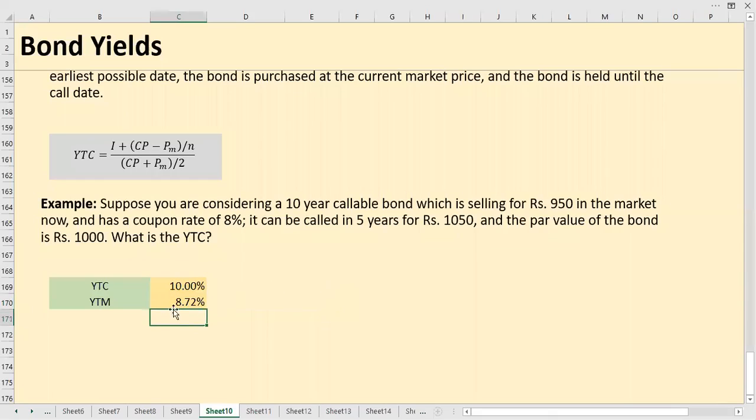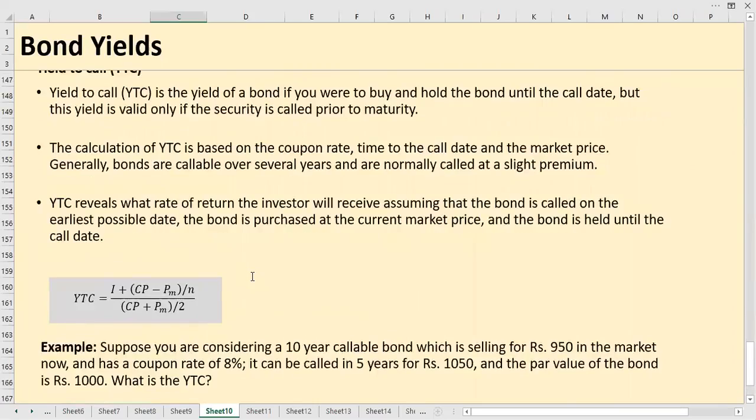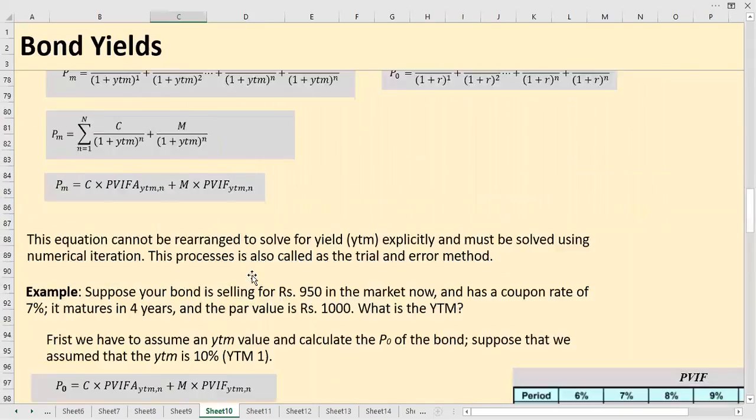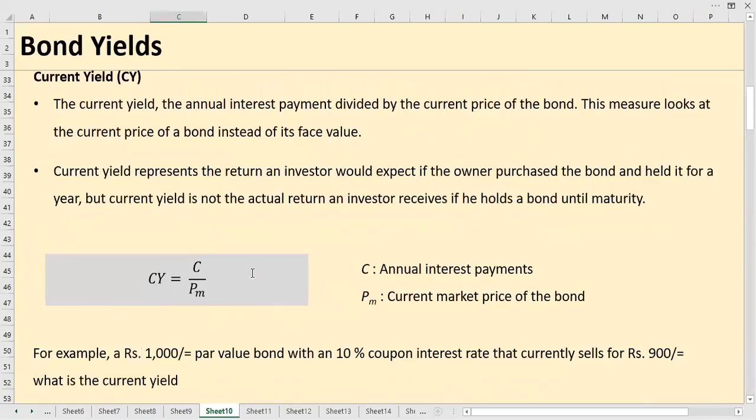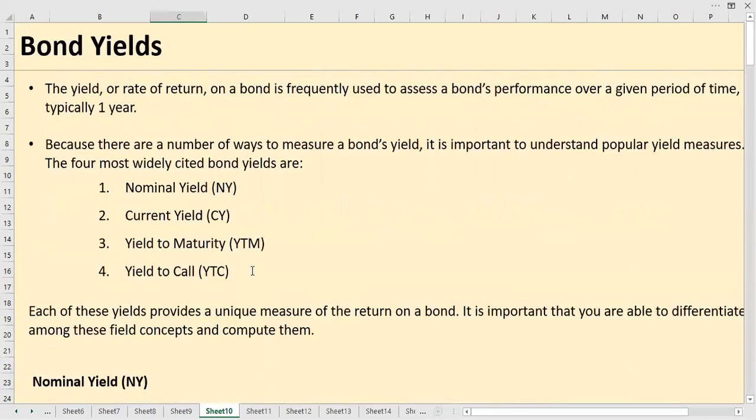So your yield to maturity would be 8.72. Yield to call is 10%. So that's how you calculate yield to call and yield to maturity. Right? So these are the things that I wanted to share with you about the required rate of return.